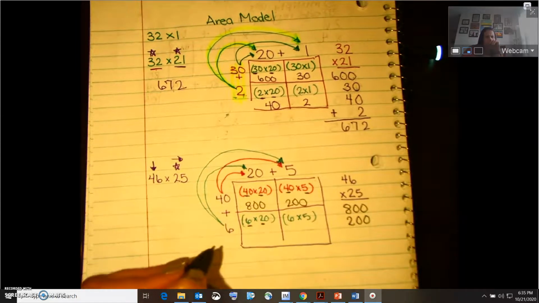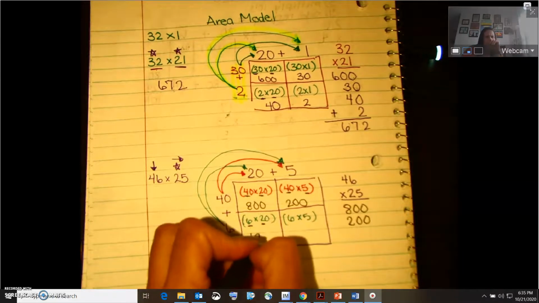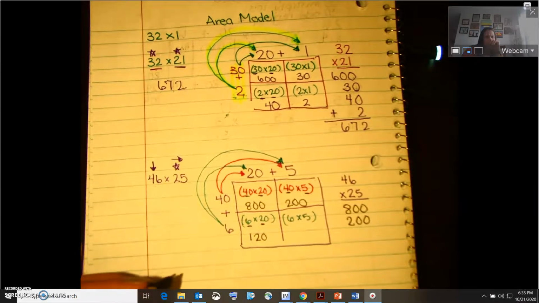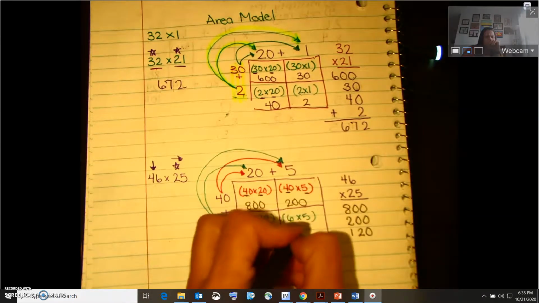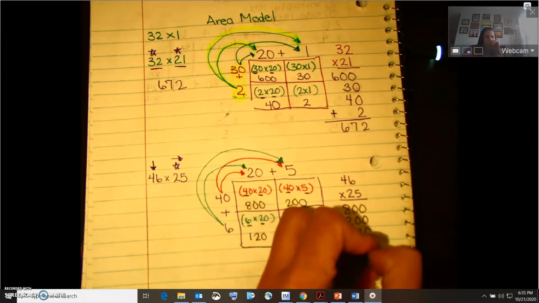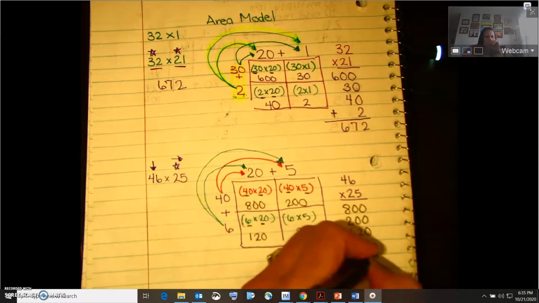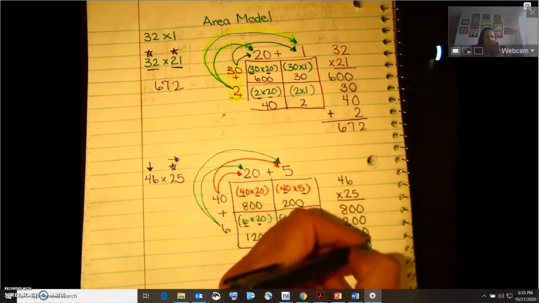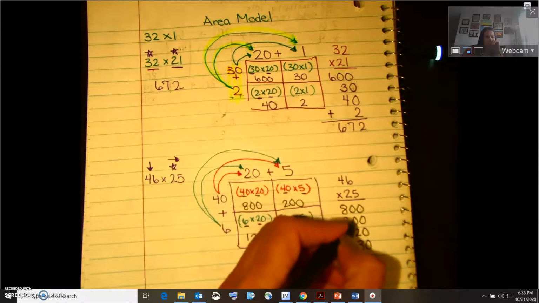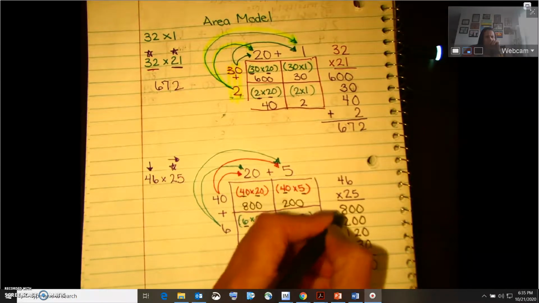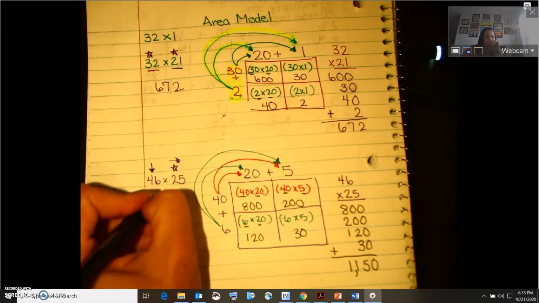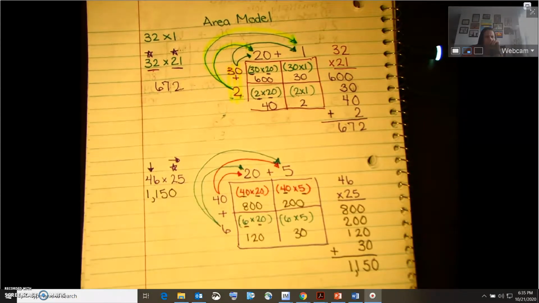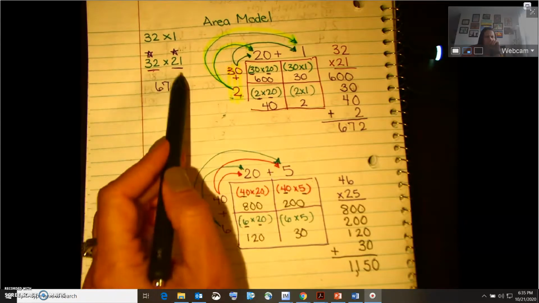6 times 20, or 6 times 2 is 12. And we put our 0 down. And I'll put it over here. And 6 times 5 is 30. Remember, make sure it's lined up correctly. And now we add. 0 plus 0 plus 0 is 0. 0 plus 0 plus 2 plus 3 is 5. 8, 9, 10, 11. So our answer is 1,150.